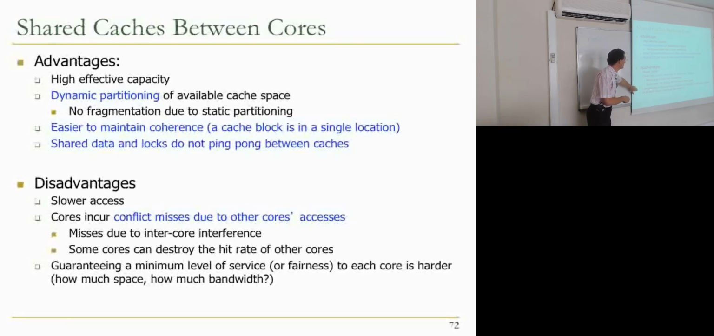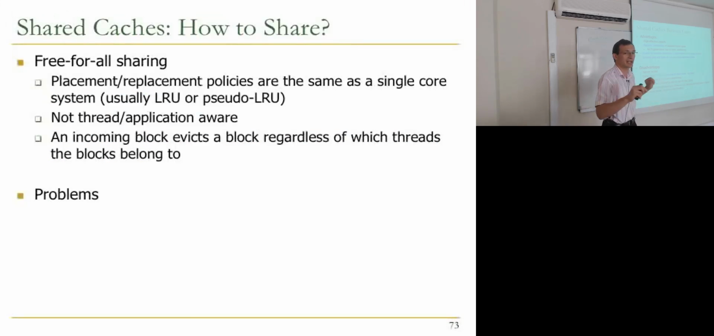And the third issue is the quality of service issue. Guaranteeing a minimum level of service or fairness to each core is harder with a shared cache. With a private cache, there's no problem. In this case, you need to figure out how much space and how much bandwidth to provide to each core. And we'll try to tackle the space issue. The bandwidth issue is much more of a problem in main memory. By the way, main memory has the same issue. You can share or partition the main memory across different cores, and the same things apply here. Except in main memory, bandwidth is a much bigger problem than in caches because on-chip bandwidth is much higher than off-chip bandwidth.